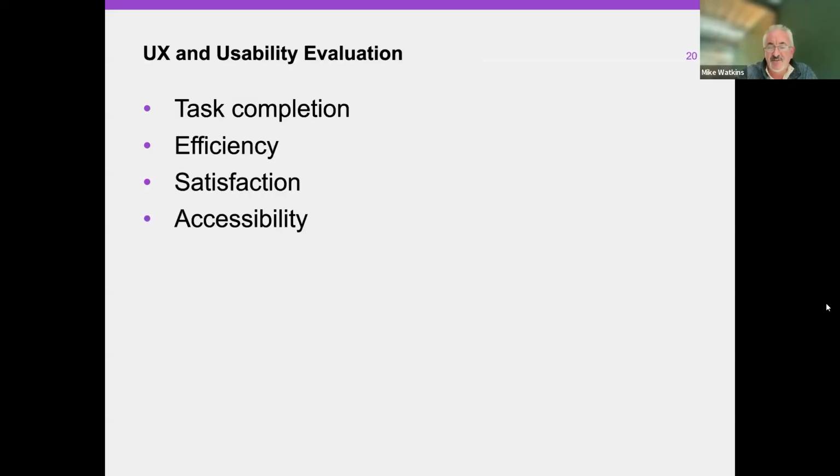With regard to user experience and usability, how long does it take to complete a task? What is the efficiency of that? How do people feel? Is it frustrating? What's the frustrating part? If there are accessibility issues, how do we support those? Again, these are different aspects that you can evaluate your project on. I've got a couple more. So let's go to the next slide, please.